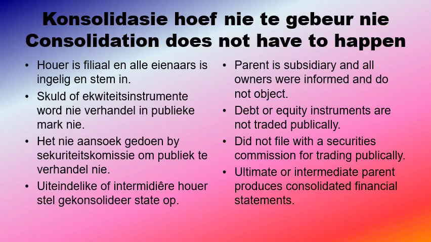But what must also then be true is that your debt and equity instruments may not be traded publicly, which means you cannot be listed on the JSE. And you also could not have applied to be listed on the JSE. And your ultimate parent, or the intermediate one, the one just above you, or the ultimate top one of those, is also going to anyway prepare group financial statements or consolidated financial statements. Therefore, you would then not have to.